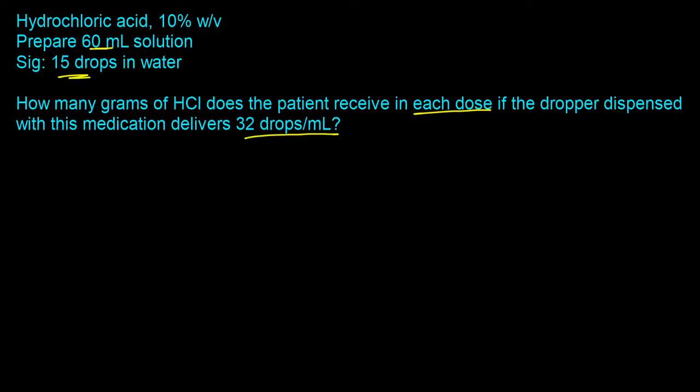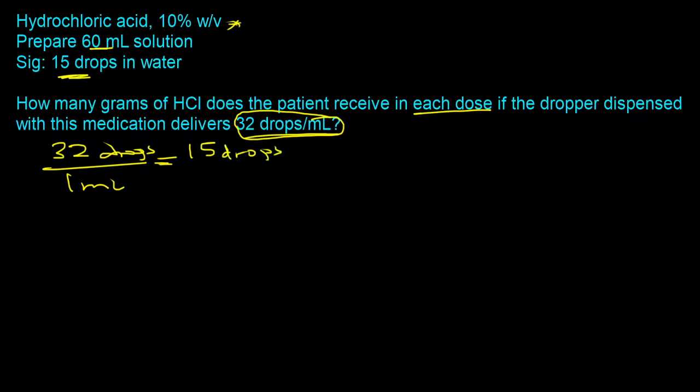So here the trick is, for us to be able to use the 10% weight by volume information, we need to understand what the drops would be in terms of milliliters. So the first task here is to convert the drops to milliliters. And the way we do that is to make use of this conversion factor. So we will take 32 drops, which is in 1 milliliter, and we'll determine what that will be in milliliters if you have 15 drops. So we put the x in our denominator here.